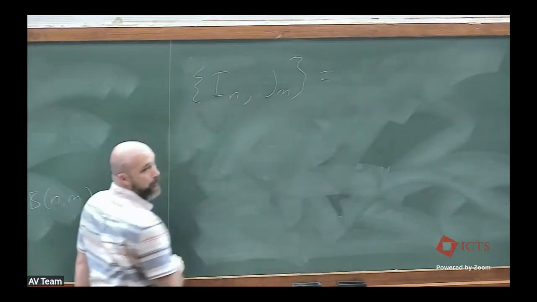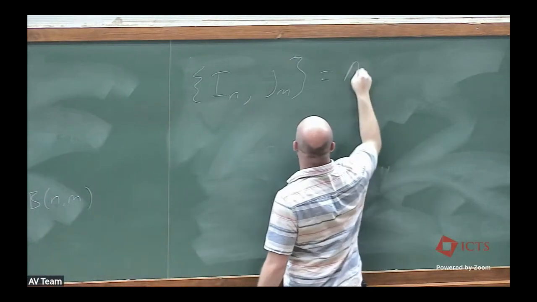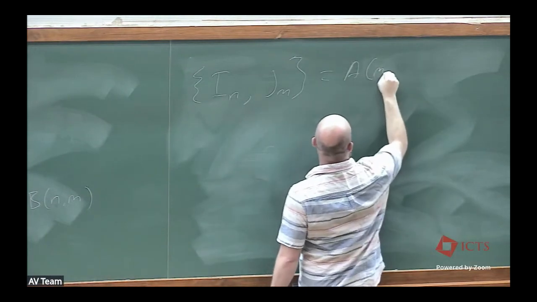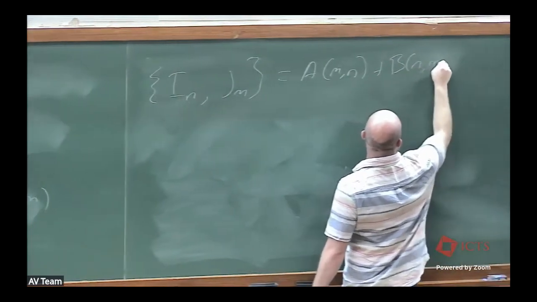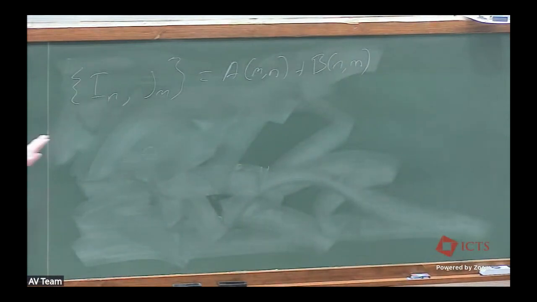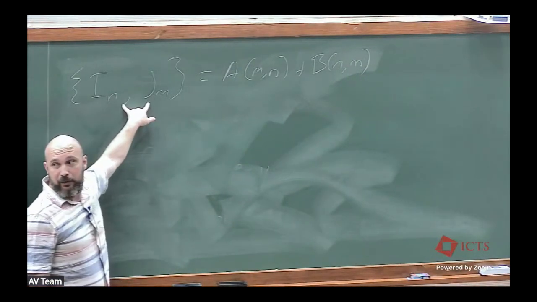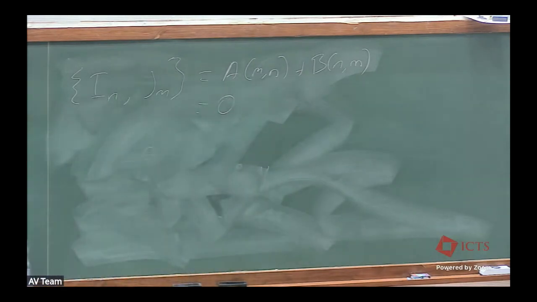When we do our formula for this, this is going to pull out for us a of m comma n plus b of n comma m. Okay? That's what comes out of this. But because these are all weakly holomorphic modular forms, this has to equal 0. Okay? Does that make sense?